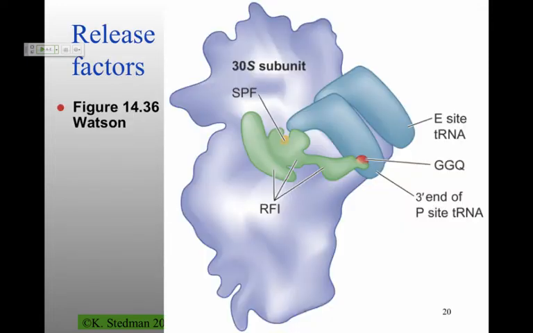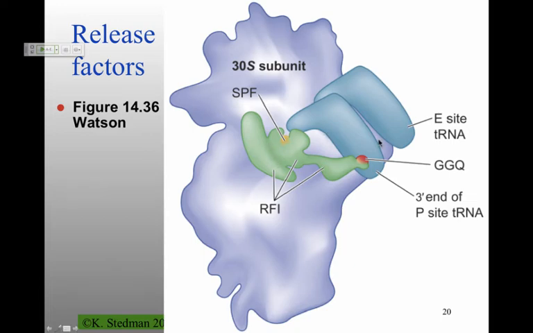So we also have release factors, so it's confusing. These are the RFs. So we've got IFs, EFs, and RFs. This is an image from the Watson textbook. Again, I think, unfortunately, our textbook does not do a very good job with translation. That's why I'm stealing a lot of these images from the Watson textbook.